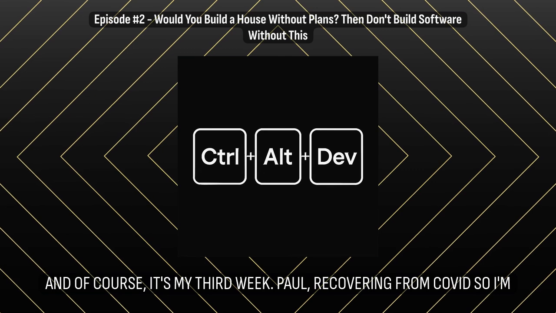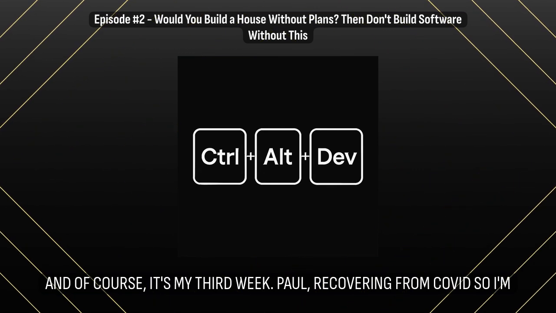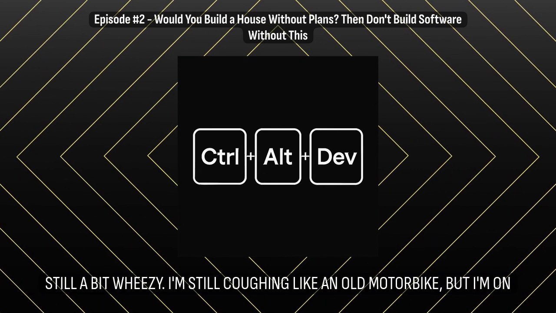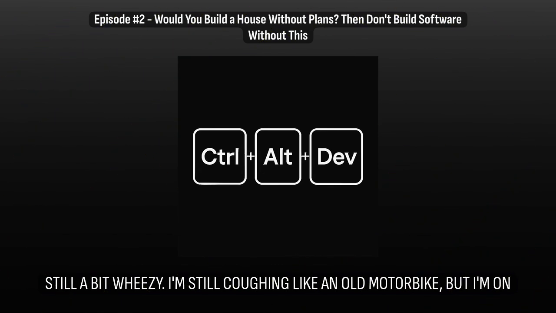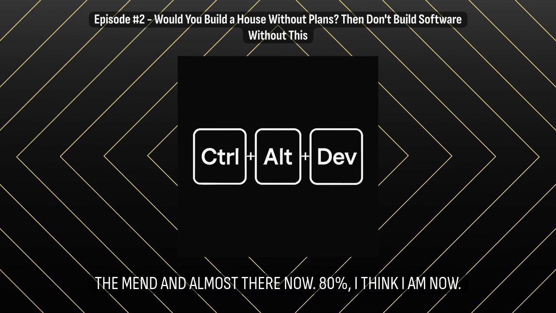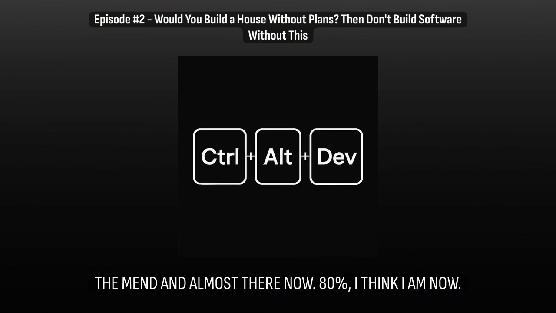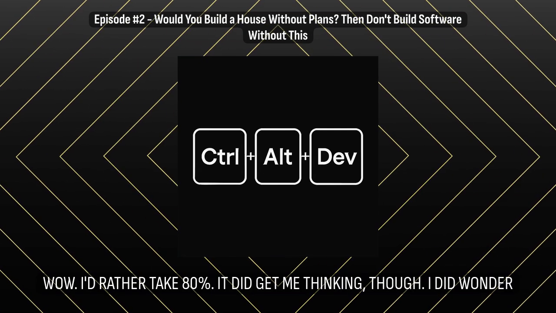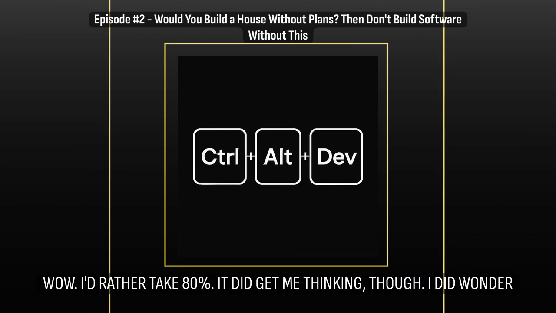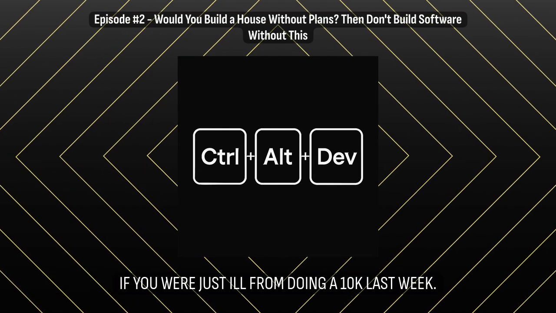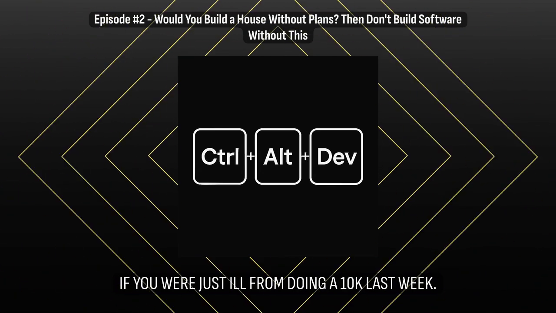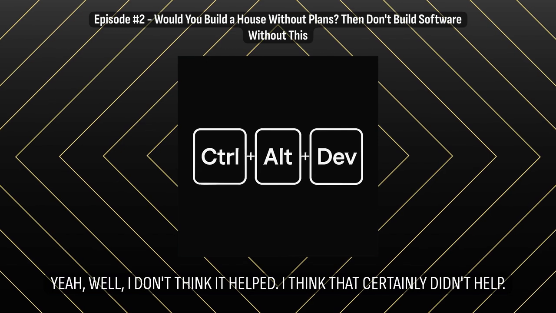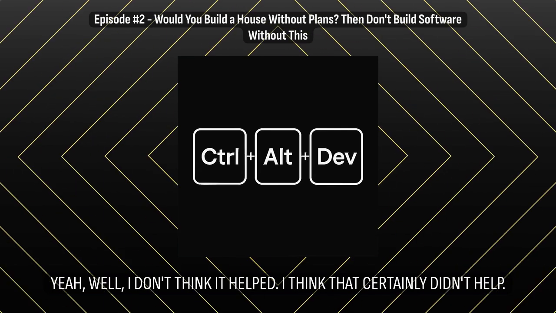And of course, it's my third week, Paul, recovering from COVID. So I'm still a bit wheezy. I'm still coughing like an old motorbike, but I'm on the mend and almost there now. 80%, I think I am now. Wow, I'd rather take 80% than anything else. I did wonder if you were just ill from doing a 10K last week. Yeah, well, I don't think it helped. I think that certainly didn't help.